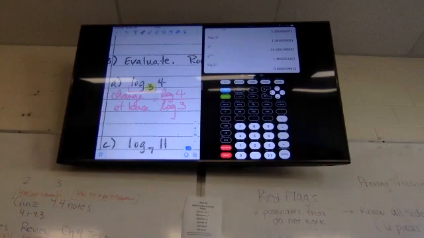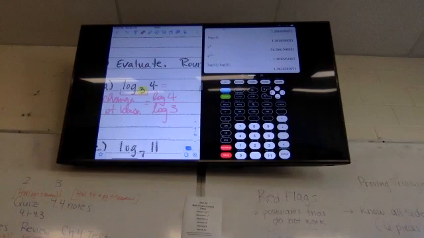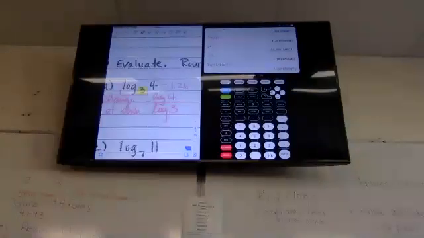Biggest thing is remember to put parentheses. So if I do log of 4 and then I divide by log of 3, close all your parentheses. This one says round to the 10,000th, so I'm going to do 1.2619.